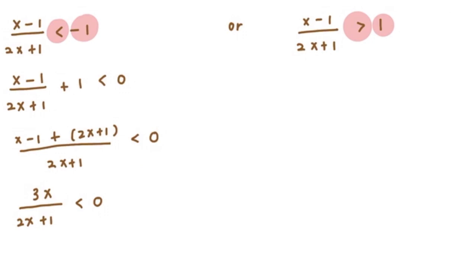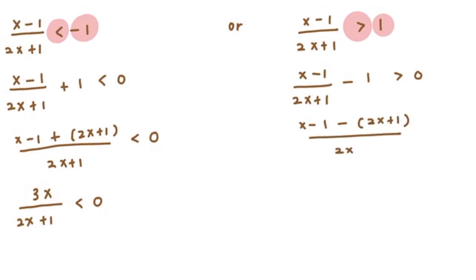Solving the second part of the fractional inequalities. So, using the same method, bring everything to one side. So, x minus 1 over 2x plus 1 minus 1 is more than 0. Then, equate the denominator. You will have x minus 1 minus 2x plus 1 over 2x plus 1 more than 0. And then simplify your numerator. x minus 2x is negative x. Negative 1 minus 1 is negative 2 over 2x plus 1 more than 0.